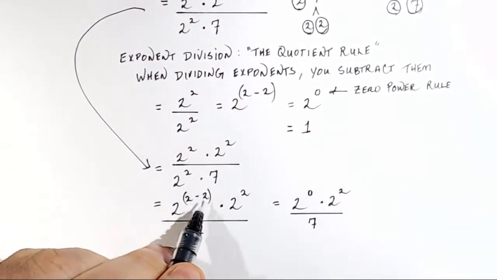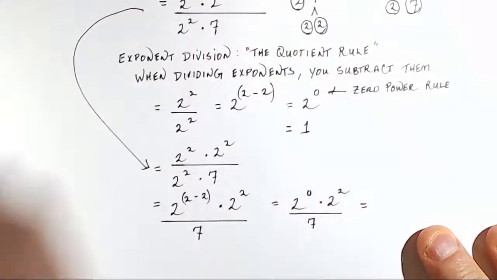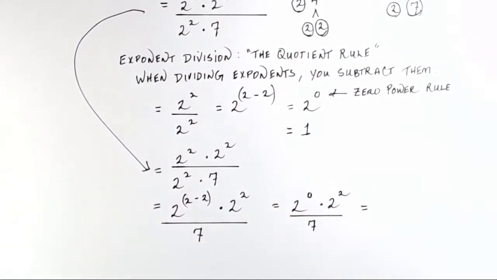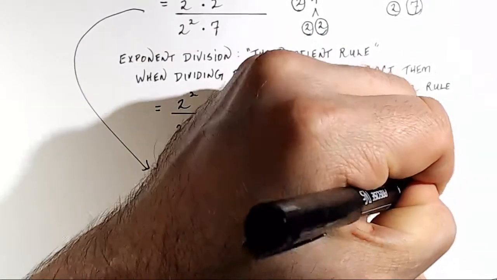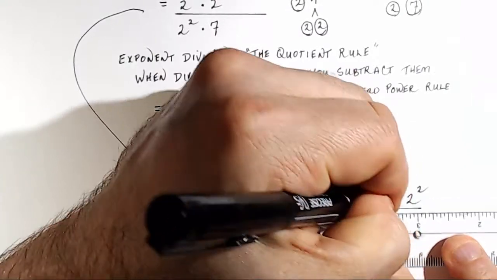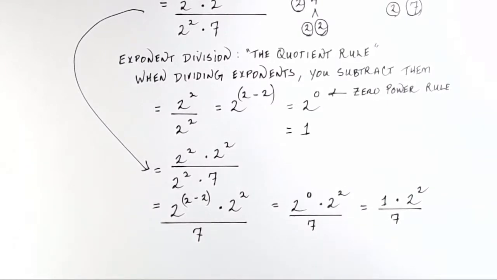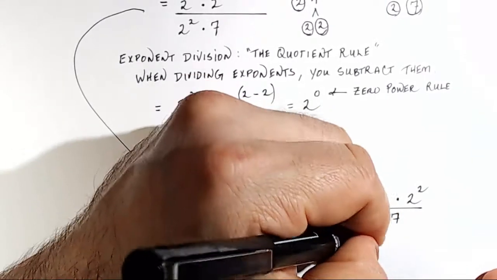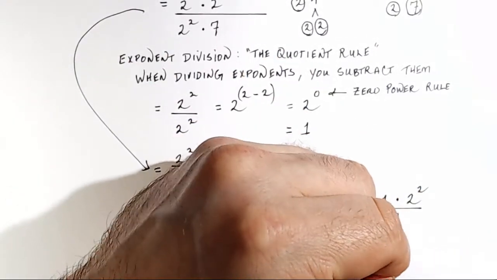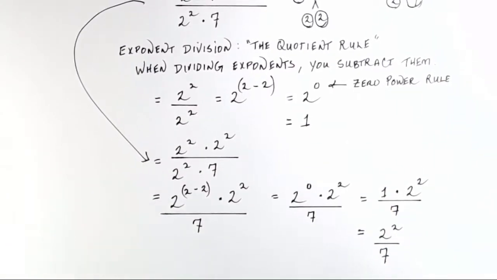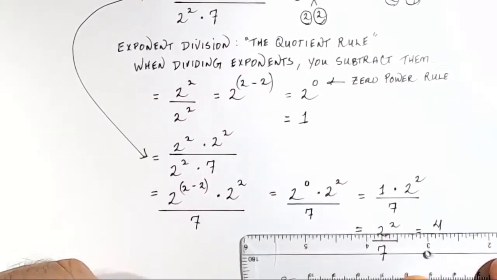Okay, so this was the quotient rule right here, and now we're going to use the zero exponent rule, or the zero power rule. So this becomes 1. 2 raised to the power of 0 becomes 1. So that's 1 times 2 squared over 7. Now, we don't need the 1, because 1 times 2 squared is the same thing as just writing 2 squared. So we will write 2 squared over 7. And 2 times 2 is 4, so the final simplified fraction is just 4 over 7.